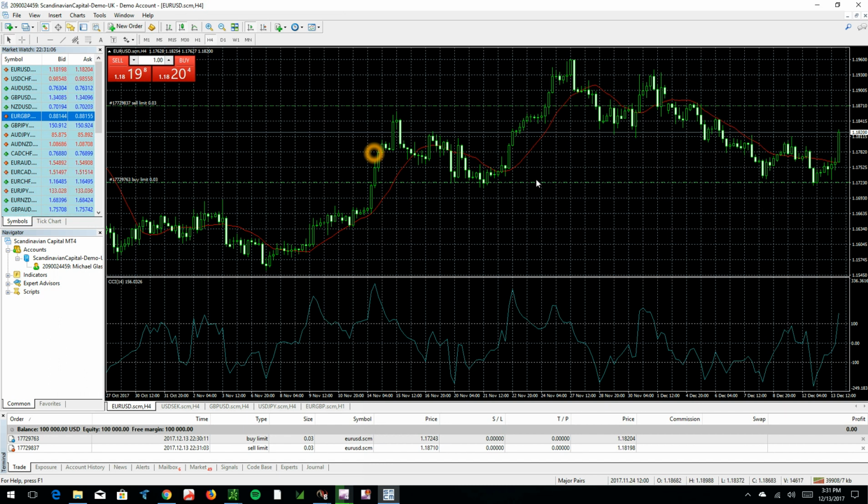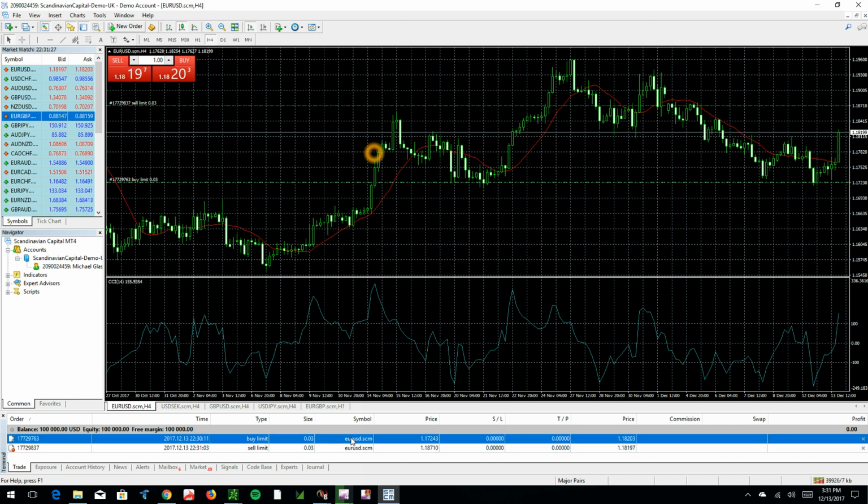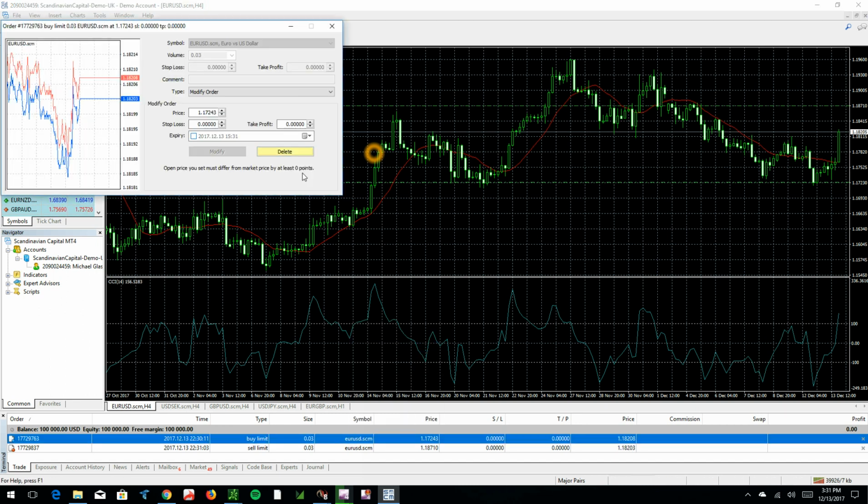So we have our buy limit order. If the market pulls back, I want to get in, and we have a sell limit order. I think the market's going to pull back and fall down. What's important for you to understand is that a buy limit order is when you want to get in the market below the current price. A sell limit order is when you want to get into the market above the current price. Okay? I'm just going to go ahead and delete these orders.